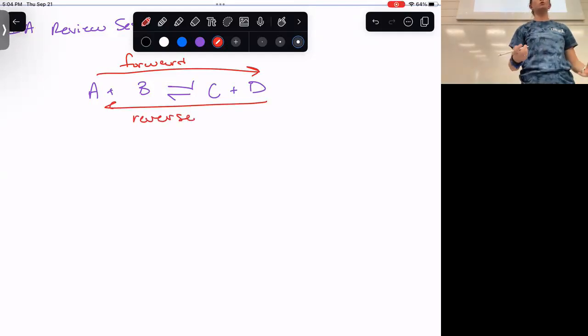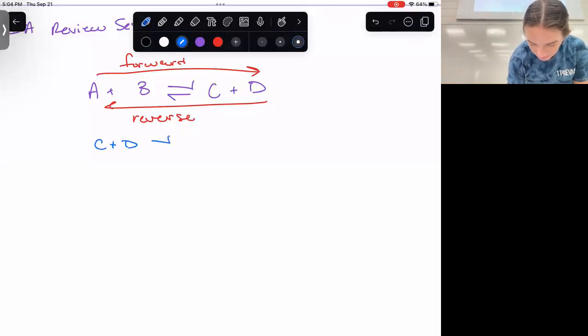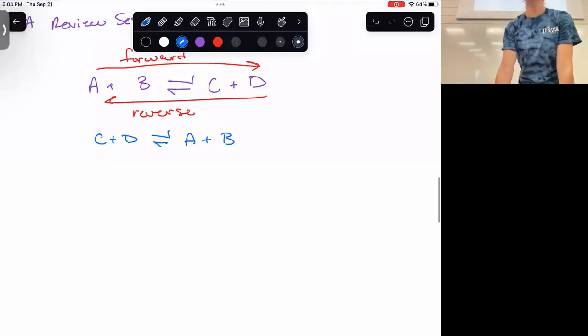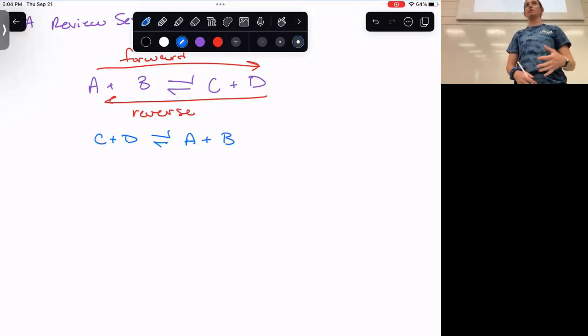So you could also write this as C plus D going to A plus B. Here your products now become your reactants, and your reactants become your products. You can think of it either way. Whenever you see those double arrows, you can always think of it that way. There's a lot that goes into his notes about using that extent of the reaction, that X value that we talked about. But what it boils down to is that we have an equilibrium constant that's going to tell us if our reaction is product favored or reactant favored.